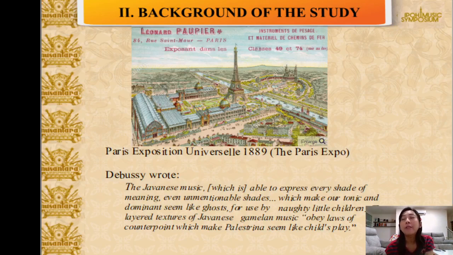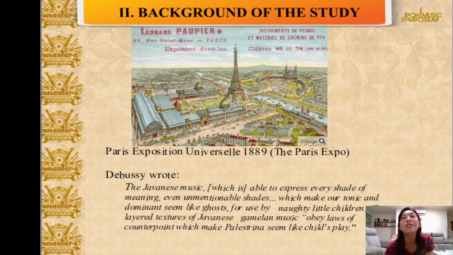Next, background of the study. Why has gamelan music become so popular overseas, in other foreign countries? And how was it spread? It's because in 1889, there was a Paris exposition held, and people from all over the world came to present their best arts, culture, and music. Debussy, the French composer, heard the amazing gamelan music, and from there he composed a lot of music inspired by gamelan. Since then, composers worldwide slowly started to explore gamelan music and compose gamelan-inspired compositions.